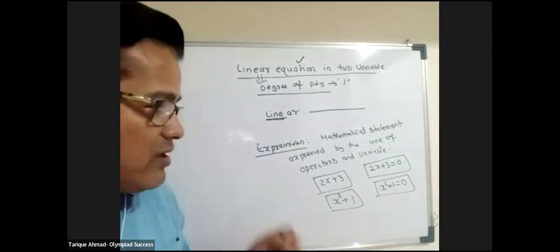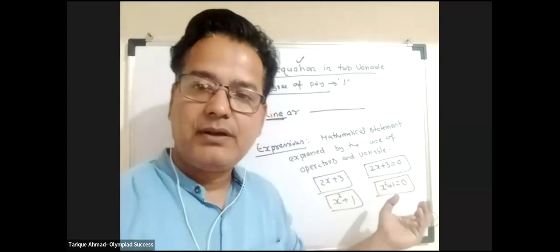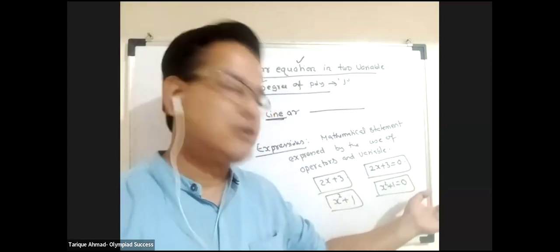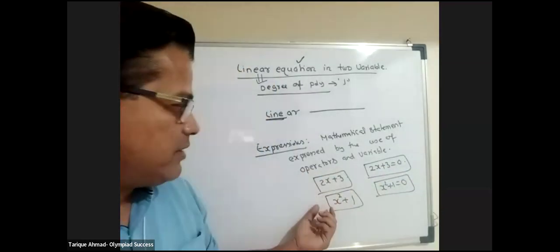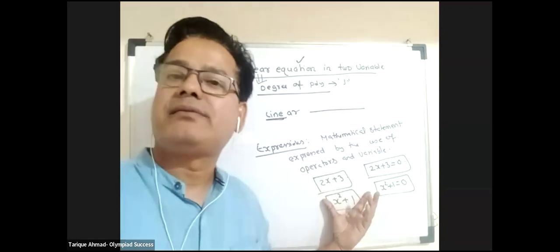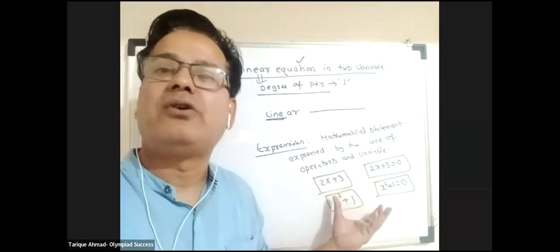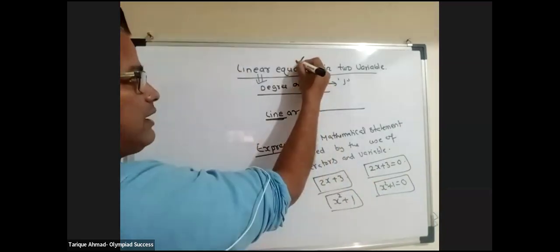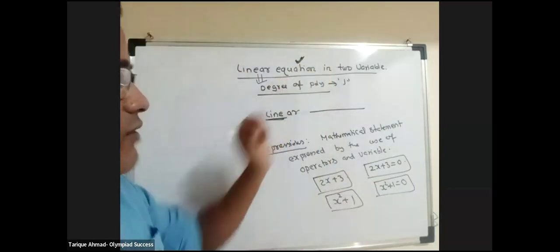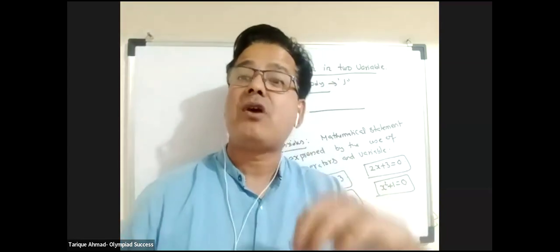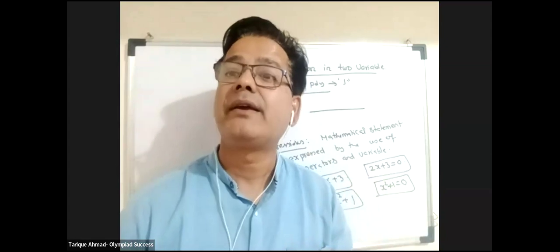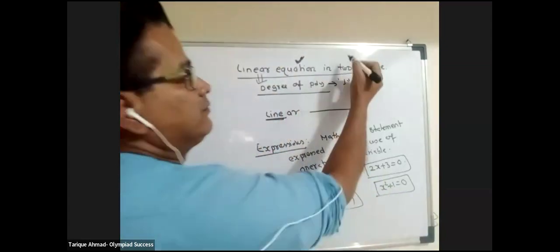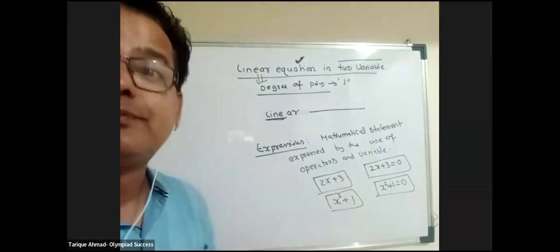So an equation has two sides, LHS and RHS, left hand side and right hand side. But in an expression, we have only one part, one mathematical statement only. Correct? This is the difference. So now when we hear the word equation, obviously it should come to our mind that there must be an equal to sign. Correct? And then in two variables.